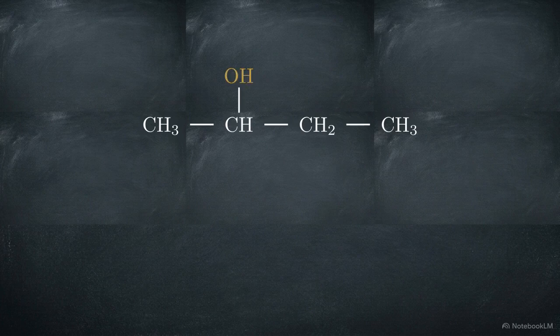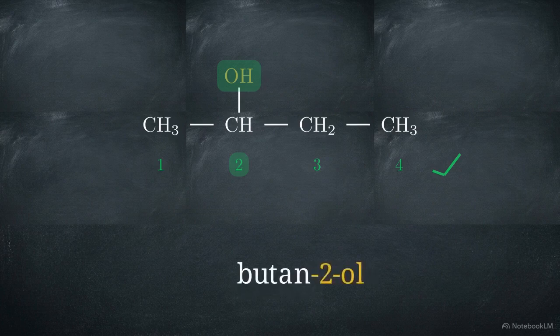Our challenge is deciding which end of the molecule to start numbering from. In the IUPAC system, the carbon attached to the OH group receives VIP treatment. It must receive the lowest possible number on the chain. If we start numbering from right to left, the OH group lands on carbon number 3. However, if we number from left to right, the OH group sits on carbon number 2. This follows the lowest locant rule, giving us the correct name, butan-2-ol.